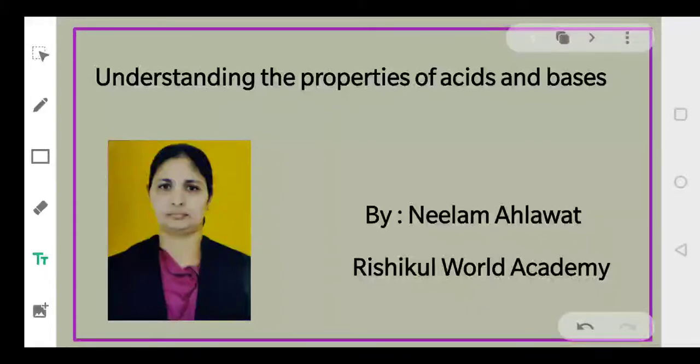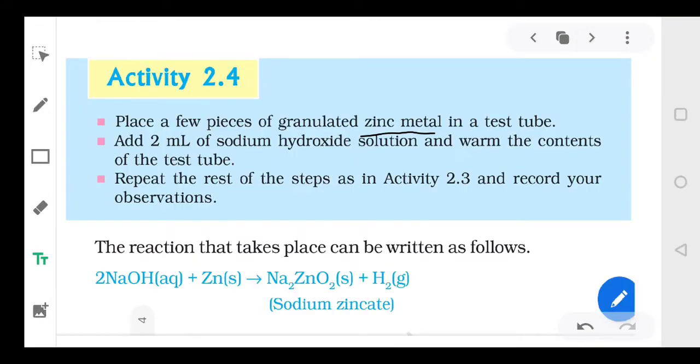Yesterday we talked about 3 activities, isn't it? We have done 3 activities. Now today we'll start with activity number 2.4. Okay, this will be the activity number 2.4. We'll start with this.